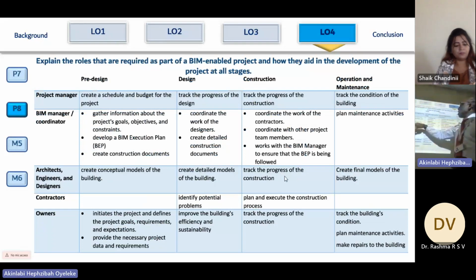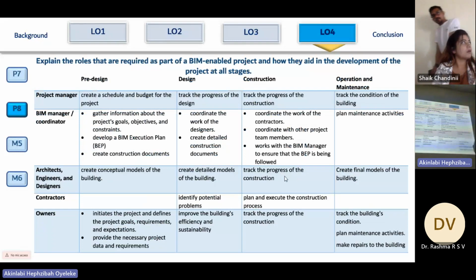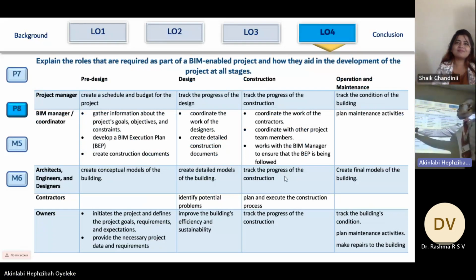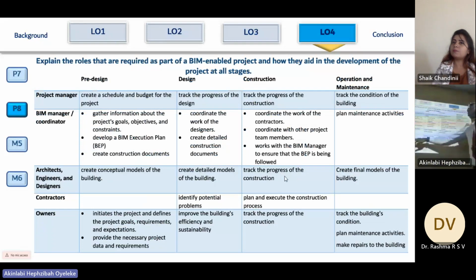The BIM manager, the BIM coordinator in the pre-design stage can gather information about the project goal, objective, and constraints. The architect has information about the conceptual models of the building. The owner initiates the project and defines the project goals.